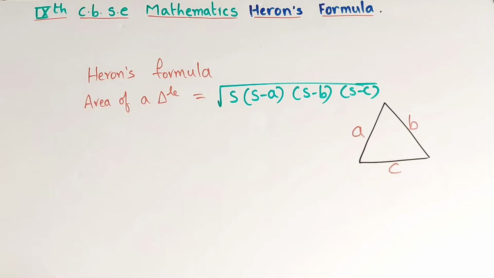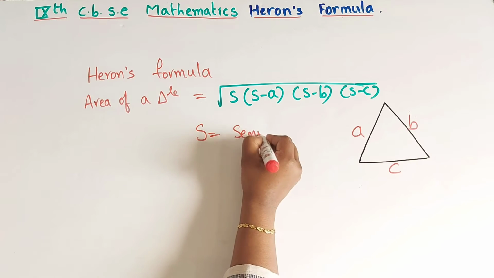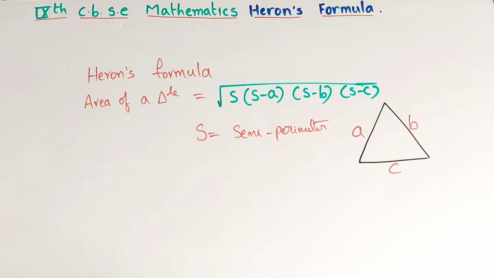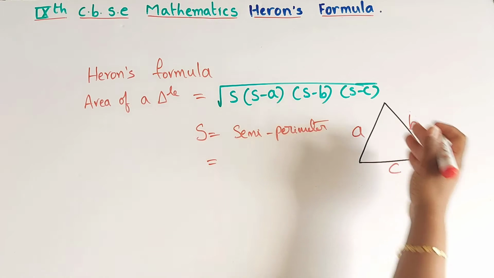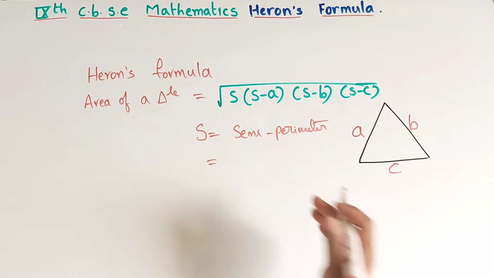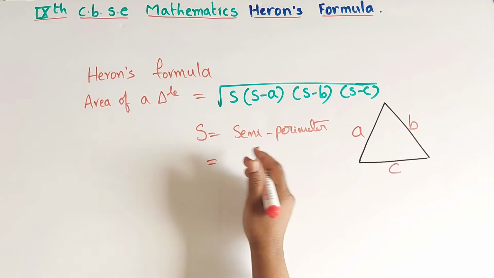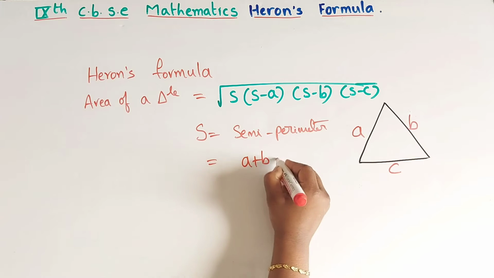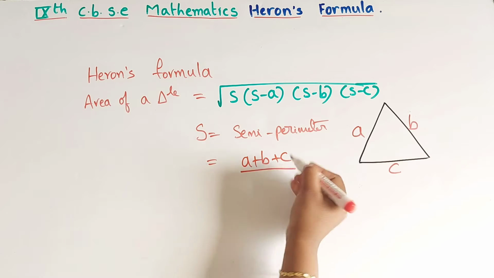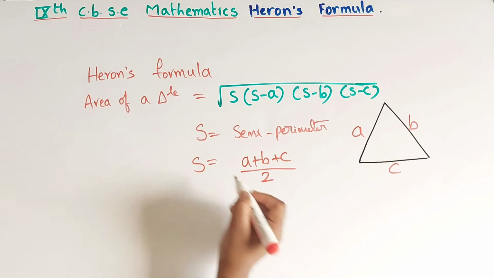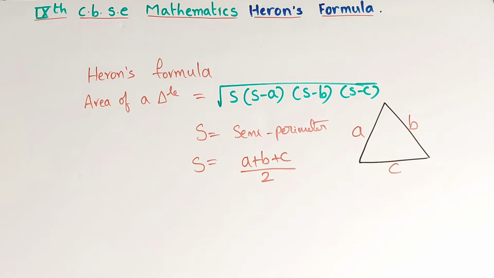Right children? So here what is S? S means semi-perimeter. Semi-perimeter means we know perimeter. Sum of all the sides is equal to the perimeter, right? We know the perimeter. But what is semi-perimeter? Semi means half. So half of the perimeter. Perimeter means sides addition, A plus B plus C. Semi-perimeter means divided by 2. Right children? So S equal to A plus B plus C by 2.